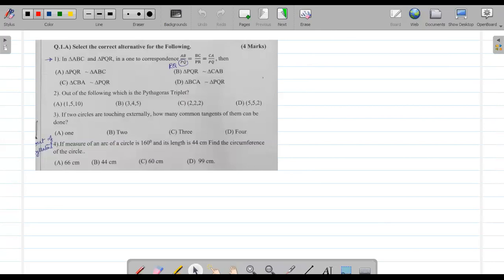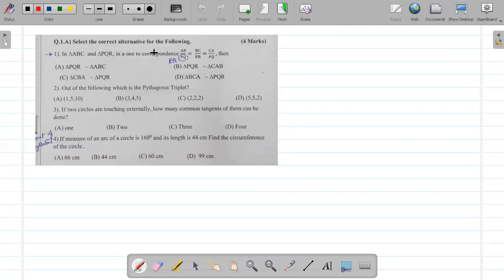Okay, so the first one says, in triangle ABC and triangle PQR in a 1-2 correspondence, here this one PQ is to be changed with RQ, that was a correction, and BC over PR equals TA over PQ, then which of the options is correct? So for this one, the correct answer is B.